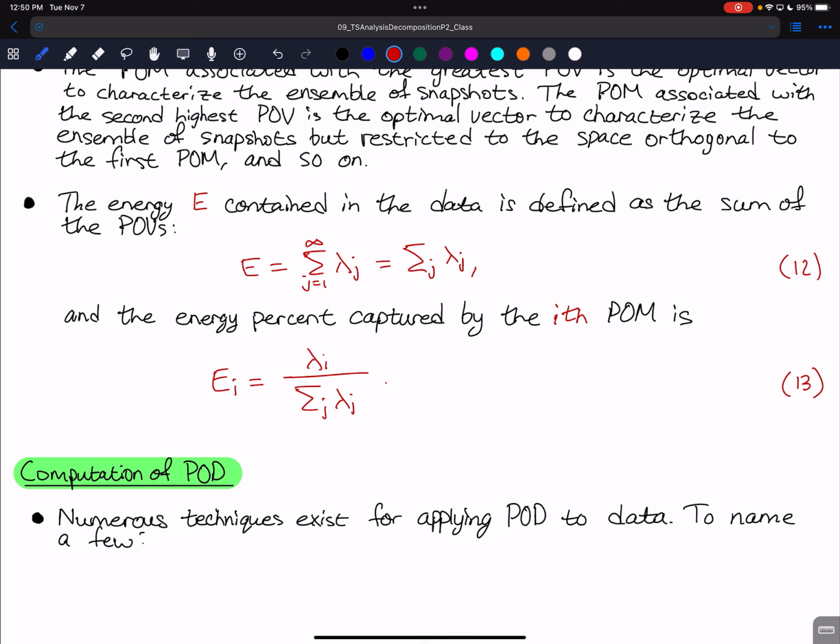Okay, so while you can apply the POD method to continuous data, you're typically going to apply it to discrete data. When applying it to continuous data, it is very cumbersome computationally, and we're not going to really go into discussion of how you do that.